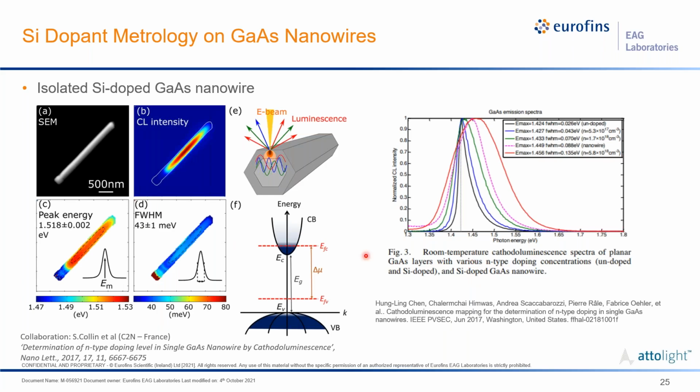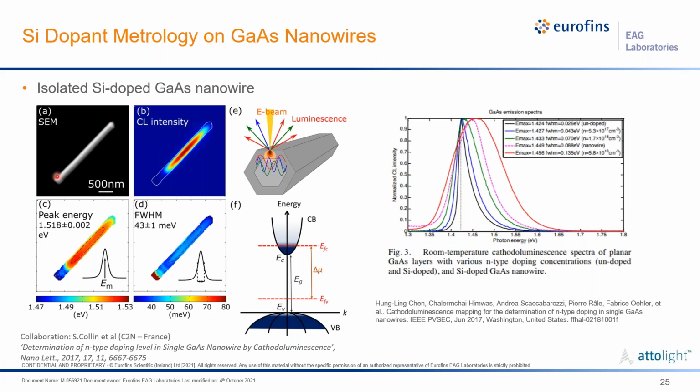And then the last example we're going to talk about is looking at silicon doping, but now in a nanowire. And this is an example of silicon doping in gallium arsenide nanowires. And so in this finite structure here, it's approximately 125 nanometers across, maybe 150 nanometers across.